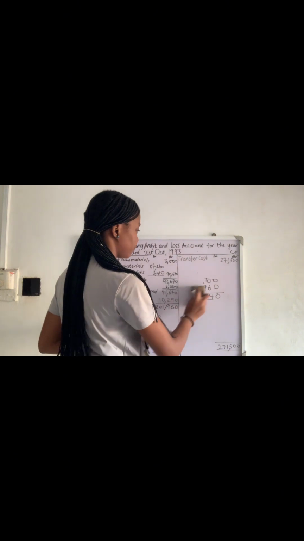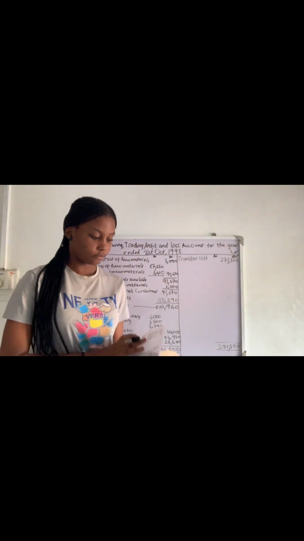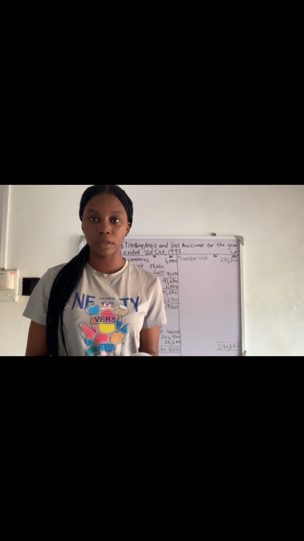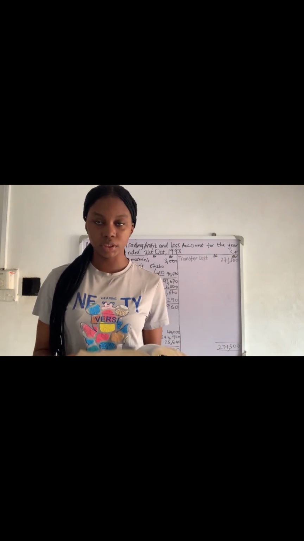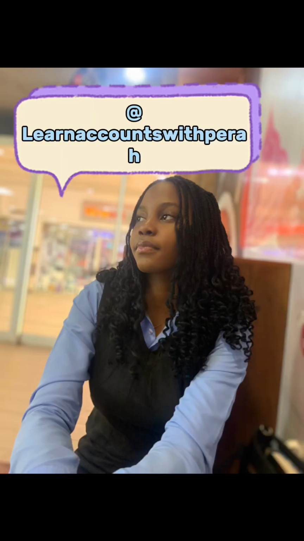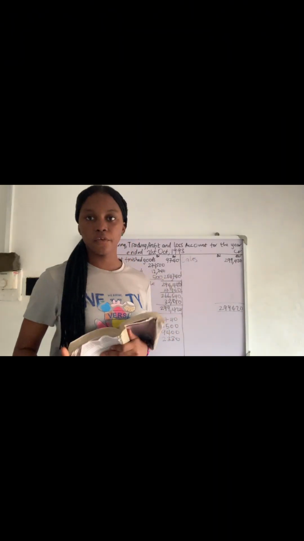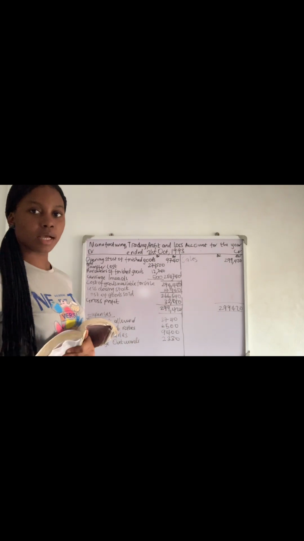So let's do that. Then I'll be rubbing this off because we've gotten our cost of production, but we were required to prepare a manufacturing, trading, profit and loss account. So now let's move to the trading profit and loss account. I'll rub this off. Okay, everyone. So this is the trading profits aspect.